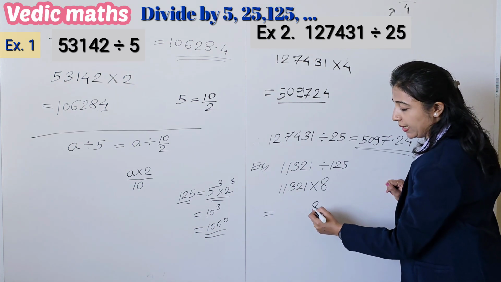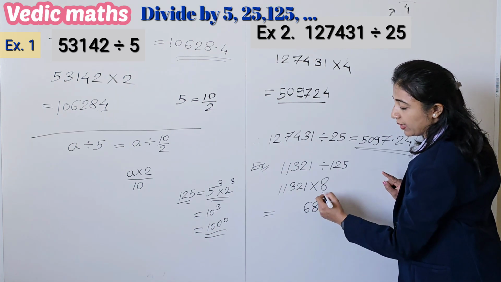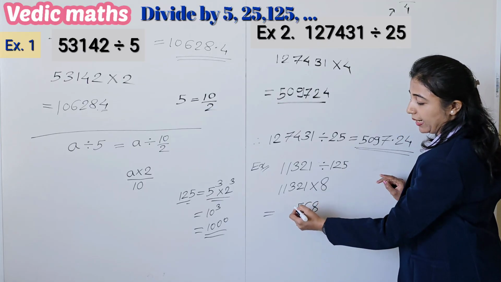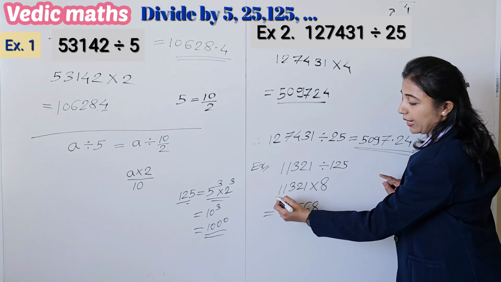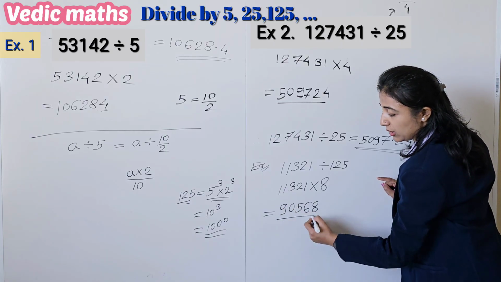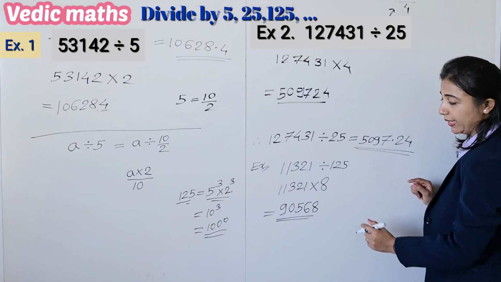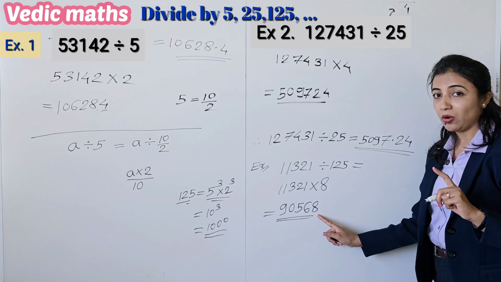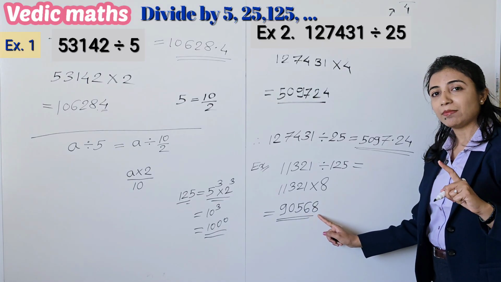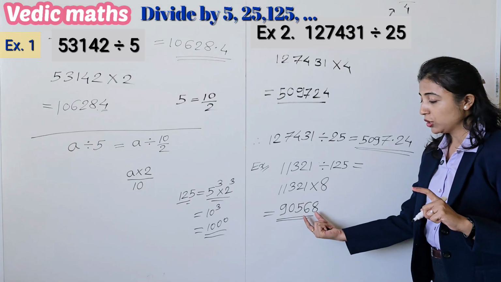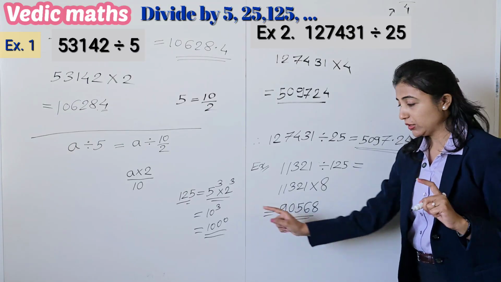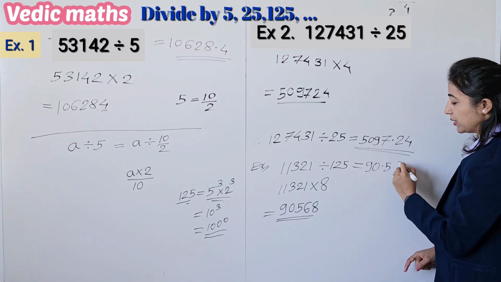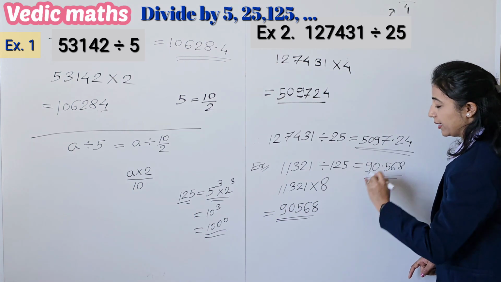8 into 1 is 8. 8 sixes are 48... 8 twos are 16, carry 1. 24 plus 1 is 25. 2 is carry. 8 plus 2 is 10 and 8 plus 1 is 9. So this is the multiplication of our number with 8. That's why the answer is this number. You have to put the point after how many digits? Yes, it is after 3 digits from the right side, because 1000 contains 3 zeros. So that means 90.568 is our final answer.